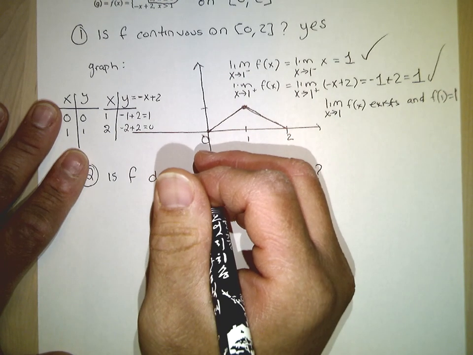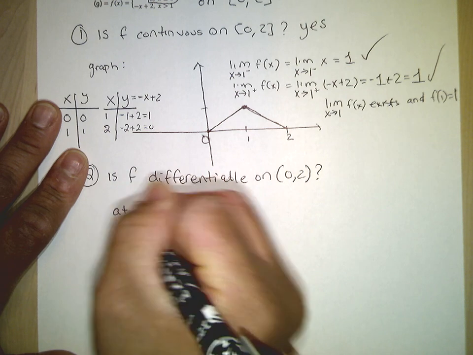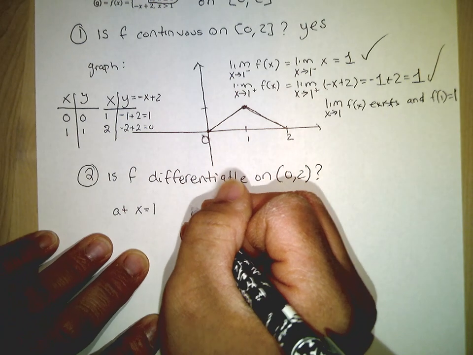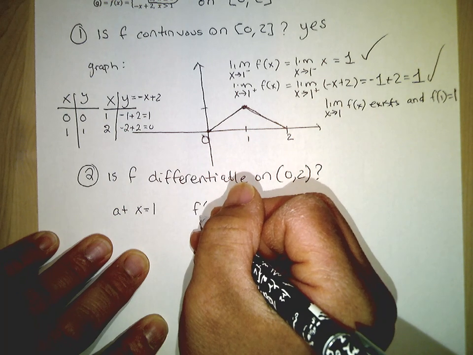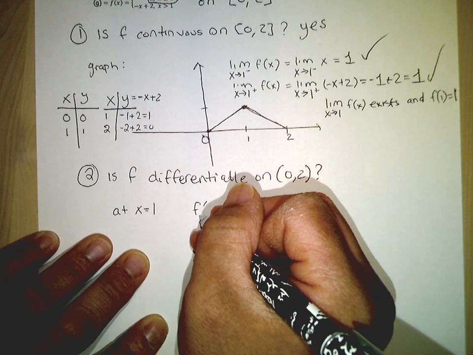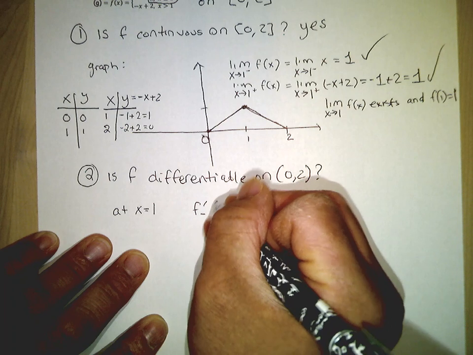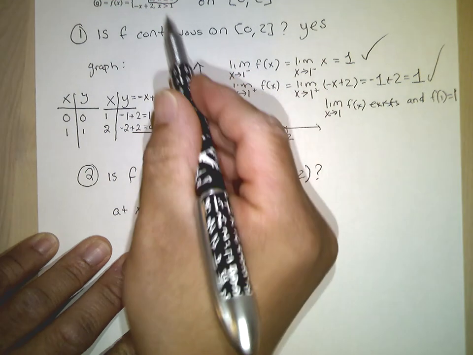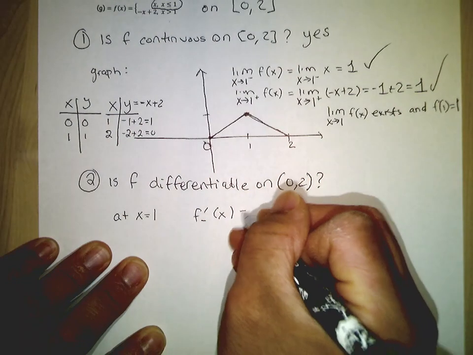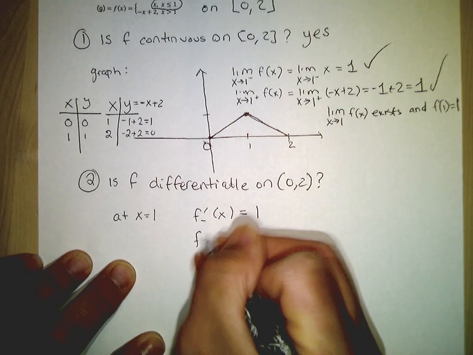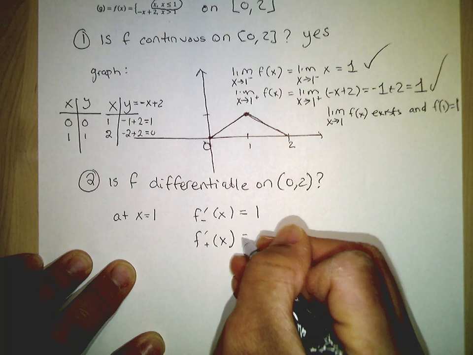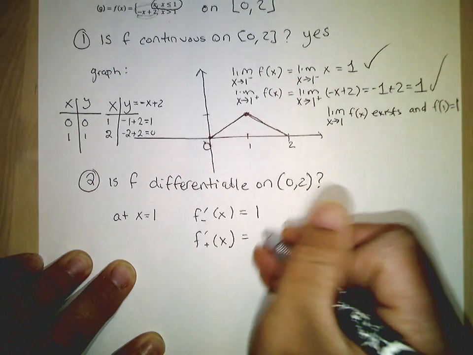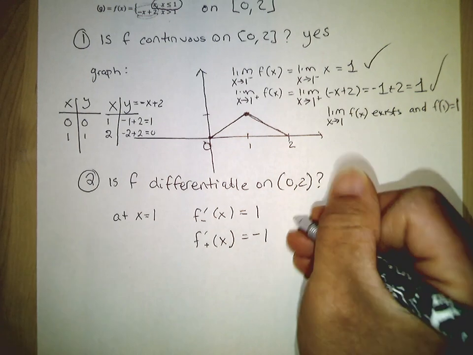Well, let's see here. At x equals 1, the derivative from the left first, of x. That will be the derivative of x. All right, so that would be 1. And then the derivative from the right would be the derivative of negative x plus 2, which is negative 1.